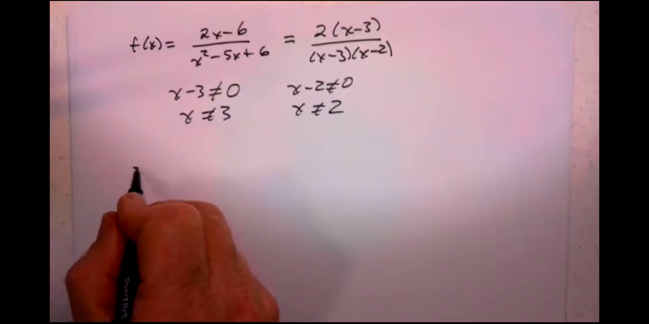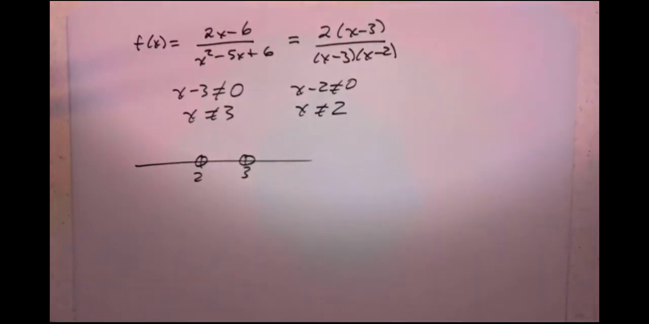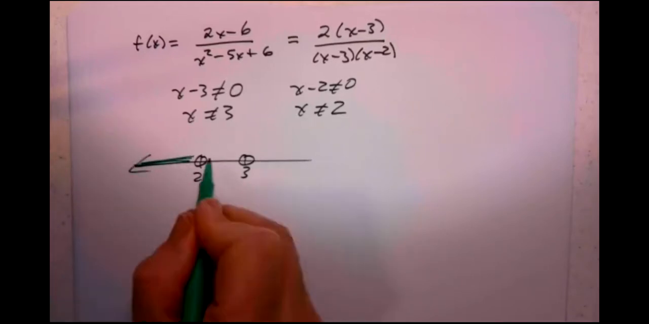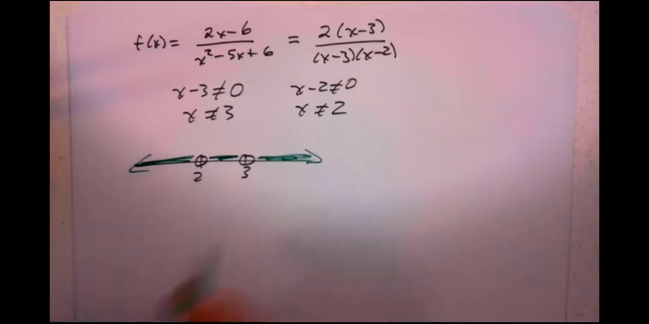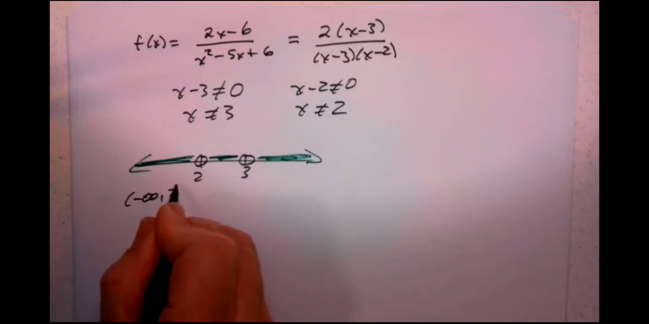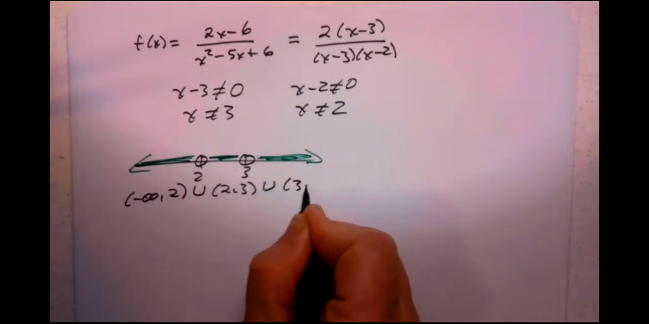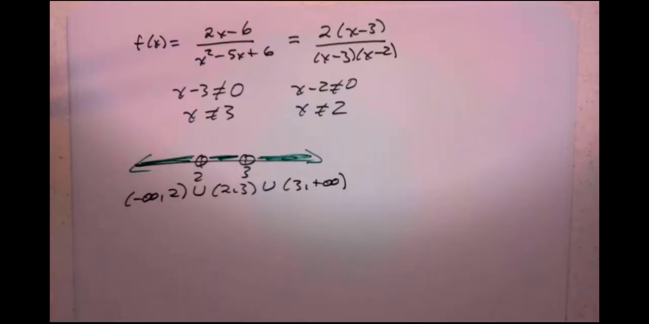So I remove those two numbers from my number line. 2 is removed. 3 is removed. But everything else is in the domain. We have this piece, we have this piece, we have this piece. So we get negative infinity to 2, union 2 to 3, union 3 to plus infinity. Those are the allowable inputs that we would have for our graph, for our function. Okay, what do we have next?